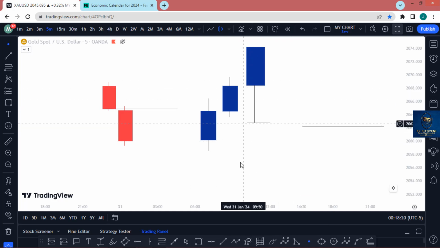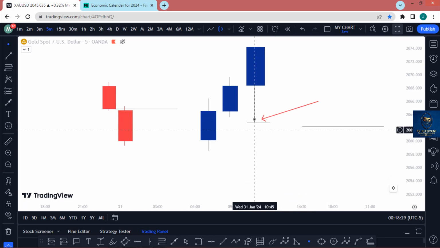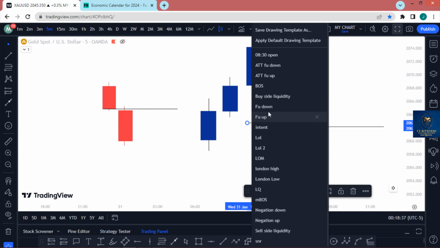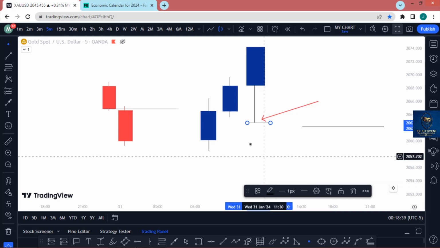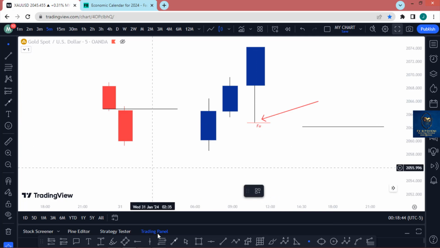So your job is to buy here, on this level, as it forms, guys. Your job is to buy here as it forms. The same here.